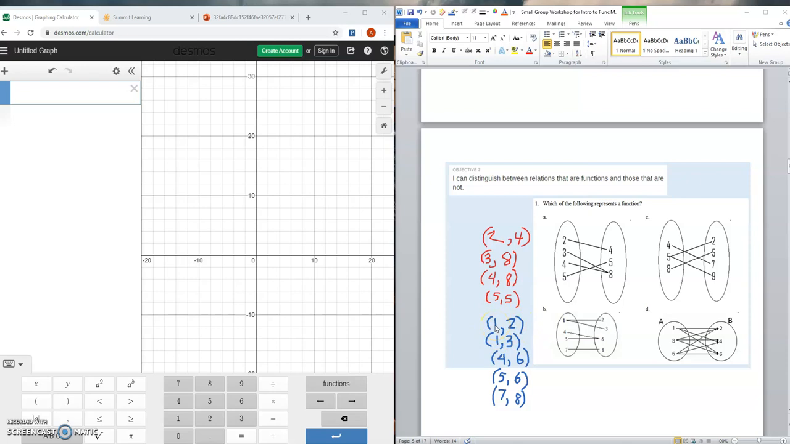And whenever it's not a function, guys, there's a special name for it also. It is a relation. But this is also a relation. So what is a relation? A relation is whenever you have the x and the y values in an ordered pair.